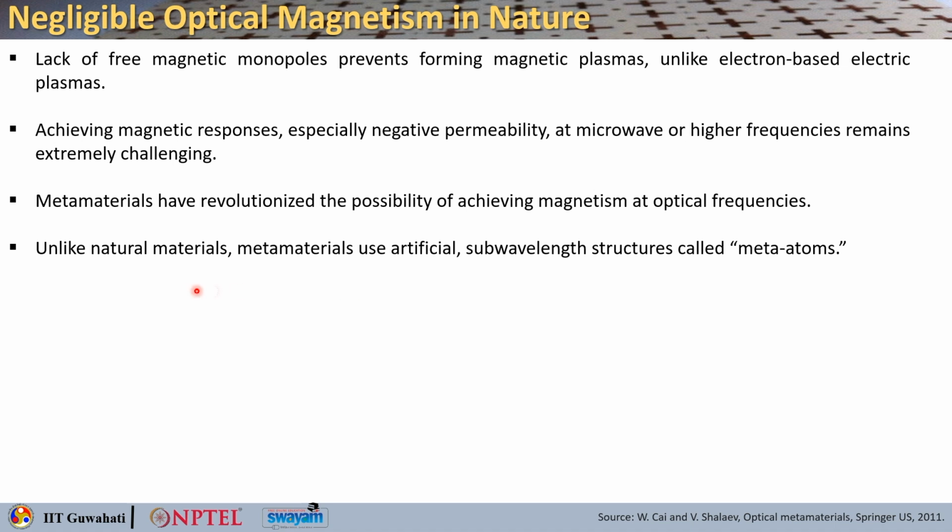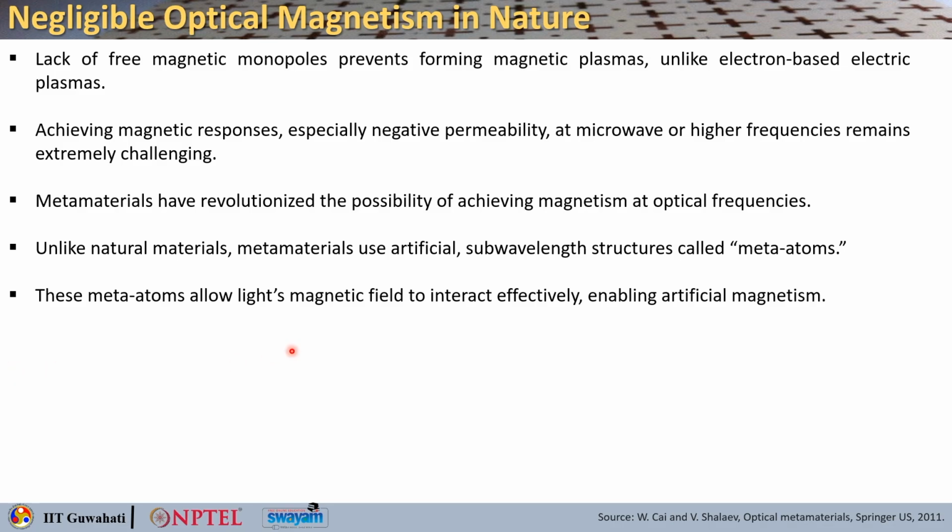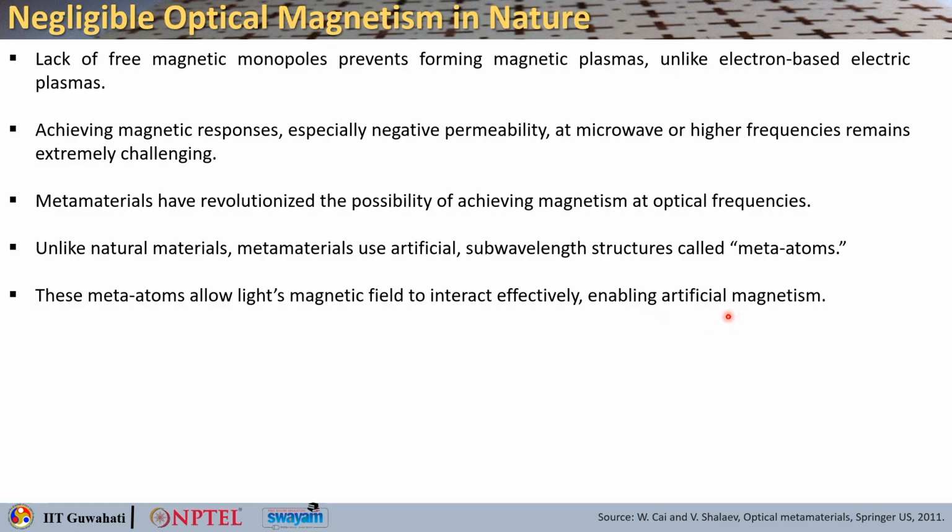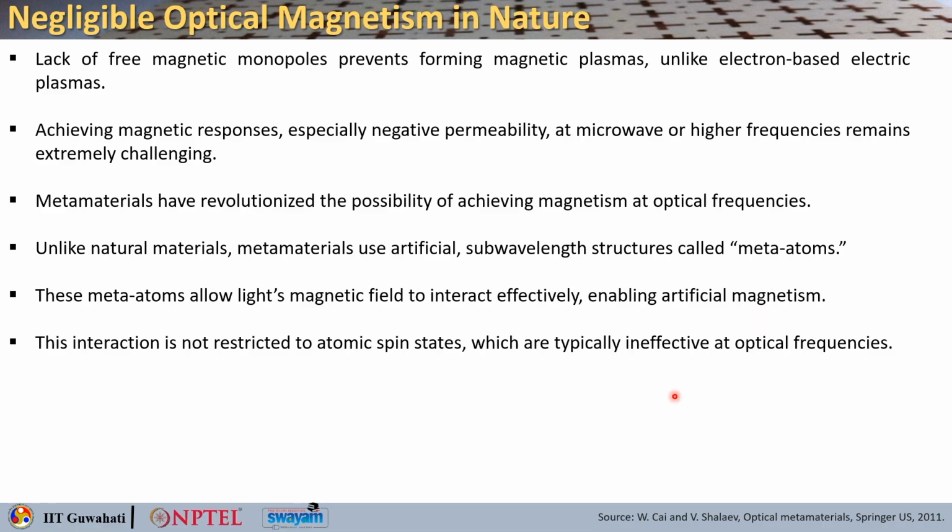Unlike natural materials, we all know that metamaterials are based on artificial subwavelength structures known as meta-atoms, and these meta-atoms allow the magnetic field of the light to interact more effectively, and that can give rise to artificial magnetism. So, this interaction is not restricted to the atomic spin states, which are typically ineffective at optical frequencies.